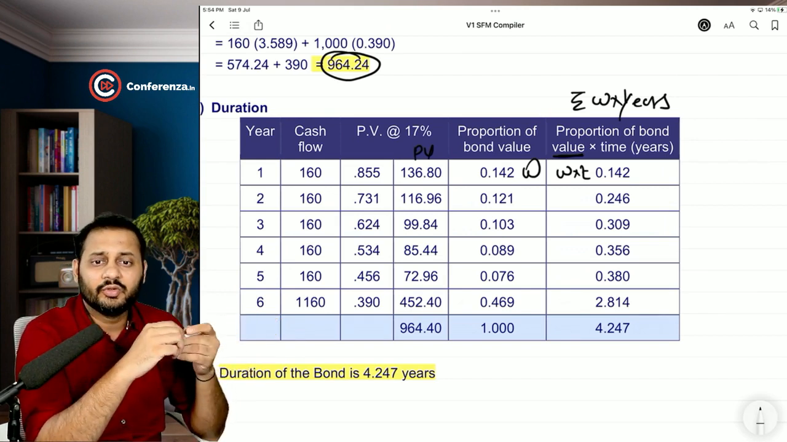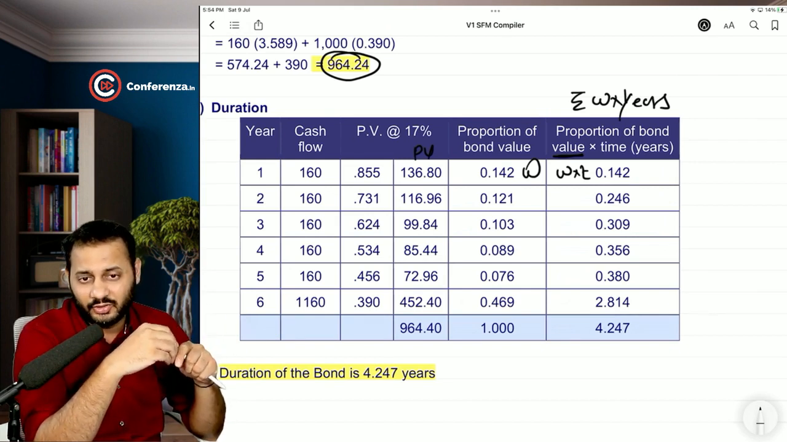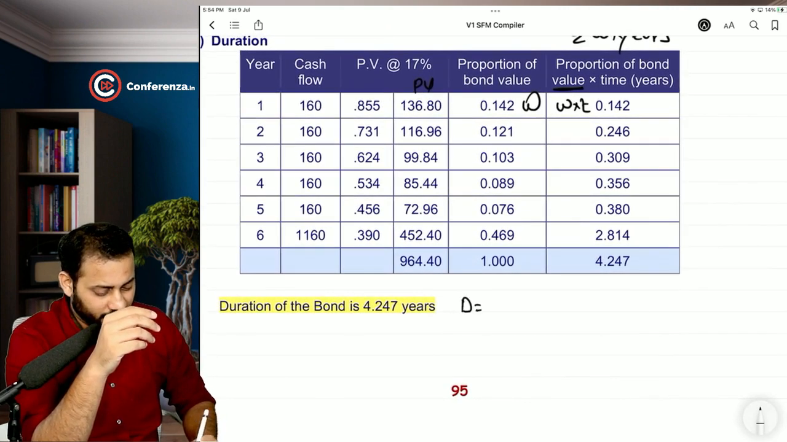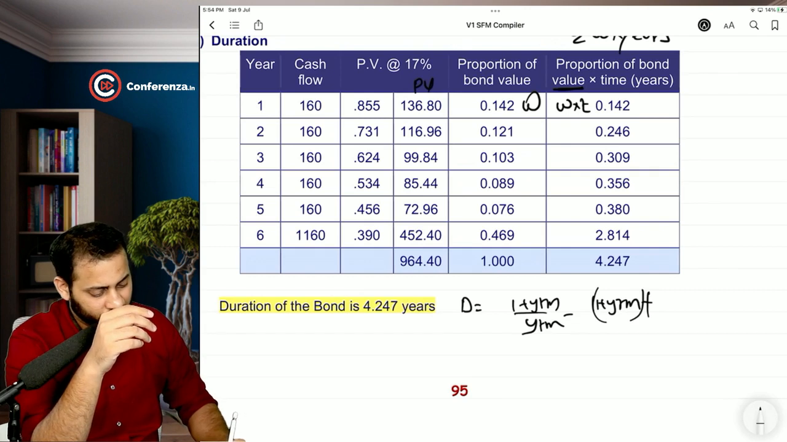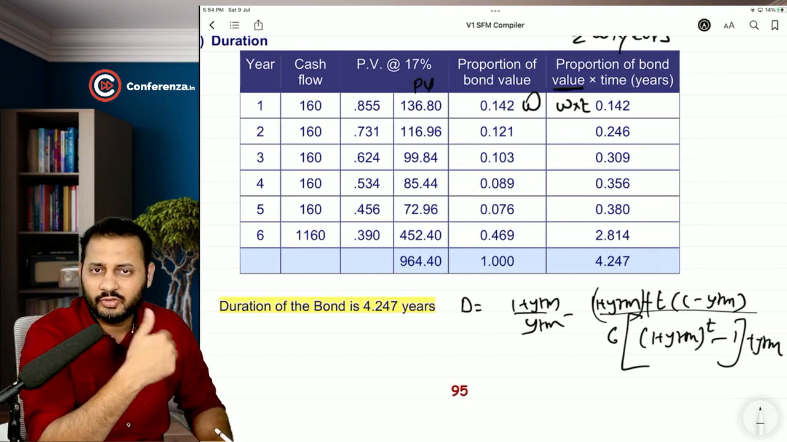Other than that, if you want to do it fast, then I think the formula will help you a lot in that manner. So what is the formula? You have to remember it. (1 plus YTM) divided by YTM, minus (1 plus YTM plus time times (coupon minus YTM)) divided by coupon times ((1 plus YTM) to the power number of years minus 1) plus YTM. So if you can remember the formula, go with this.